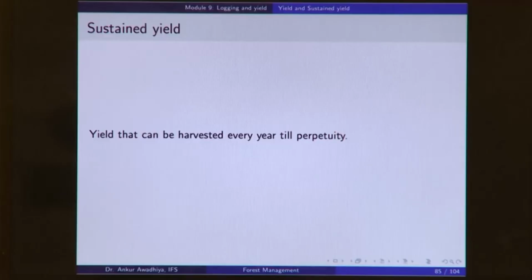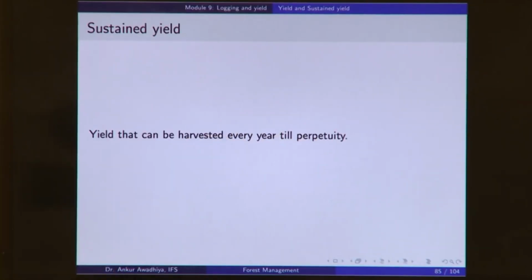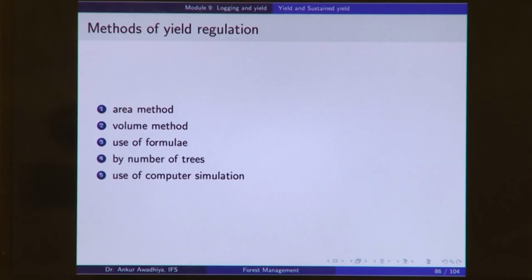So, sustained yield is the yield that can be harvested every year till perpetuity. This is what they were asking. How much amount can I extract every year in such a manner that this extraction can be done till infinity, till perpetuity. So, to answer this question, a number of methods were developed to regulate the yield.